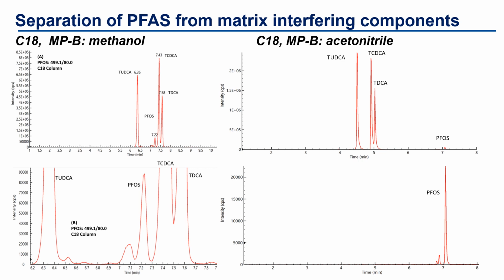You can see that on the right side with acetonitrile as mobile phase, the cholic acid can be separated from the PFOS completely with roughly 2 minutes separation. So this meets the requirement by the EPA method, the 1 minute requirement.